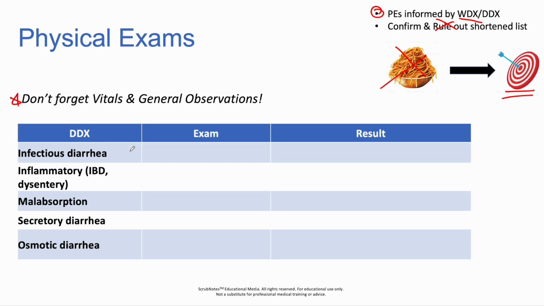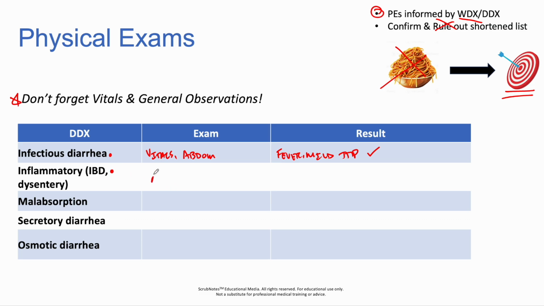Don't forget about vitals and general observations, but let's take a look here at some top DDXs in our table. If we were considering infectious diarrhea, we definitely want to do vitals and an abdominal exam. So if that was the case, we'd have fever, maybe some mild tenderness, no peritoneal signs. Let's say that it fits our current patient right now.